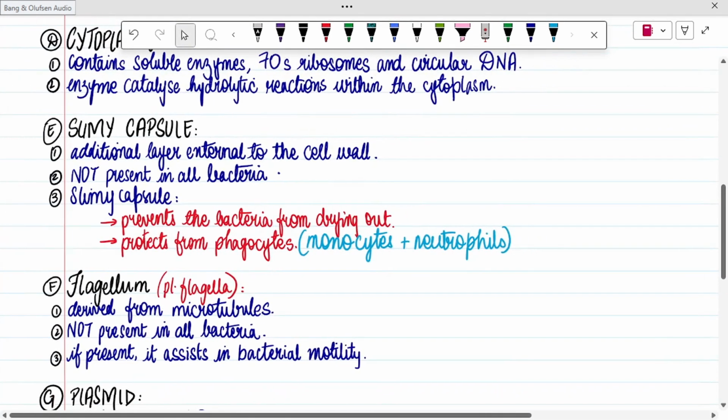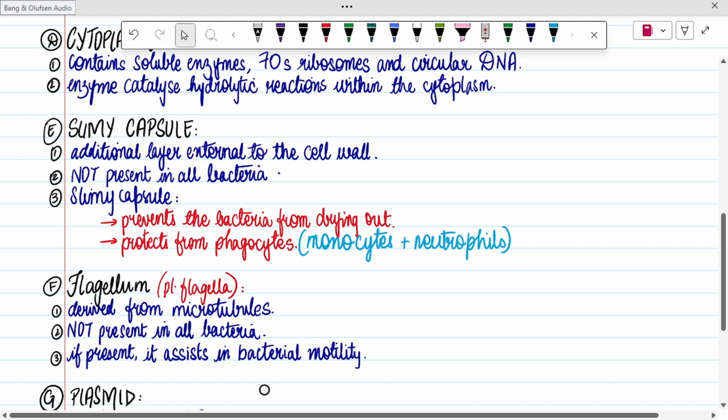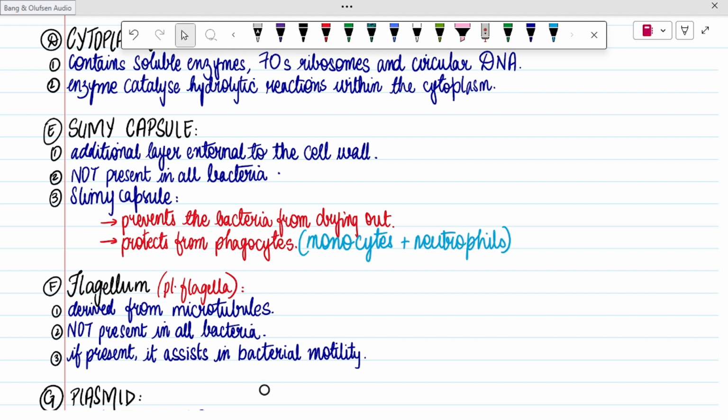Flagellum. Flagellum is derived from microtubules. Microtubules we studied, they were a part of your cytoskeleton. तो microtubules से आपकी flagellum भी बनती है and it is not present in all bacteria. Specialized structure है ये. If present, it assists in your bacterial motility. किस तरह assist करता है? It contracts and relaxes, जिसकी वजह से आपका bacteria एक place से दूसरी जगह जाता है आराम से. Basically swimming में help करता है आपके bacteria को.